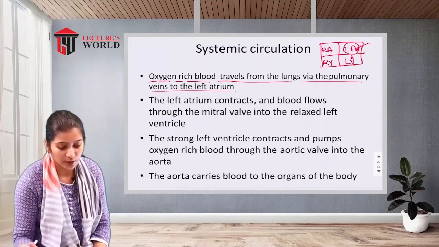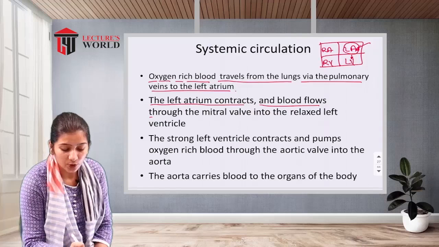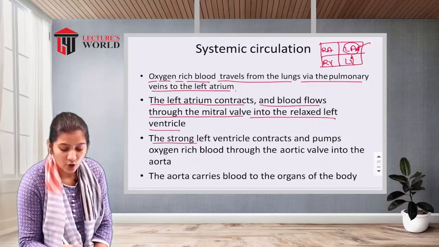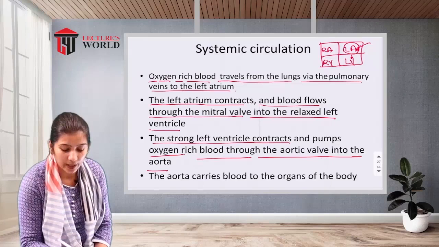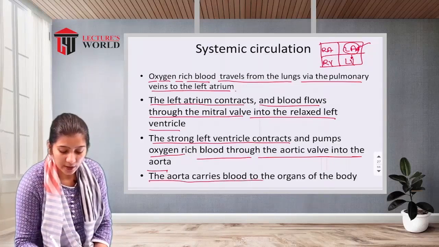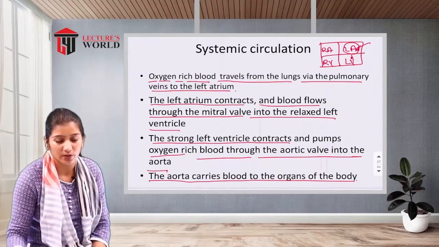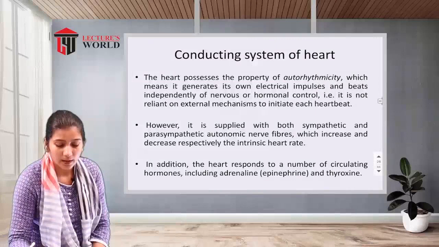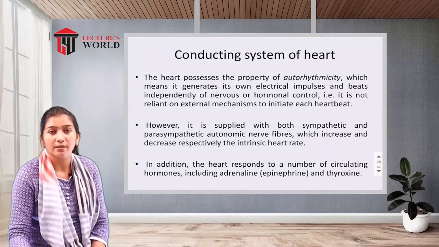The left atrium contracts and the blood flows through the mitral valve into the relaxed left ventricle. The strong left ventricle contracts and pumps oxygen-rich blood through the aortic valve into the aorta, and the aorta carries blood to the organs of the body. So that is the systemic circulation. In the next lecture, we will discuss the conducting system of the heart.